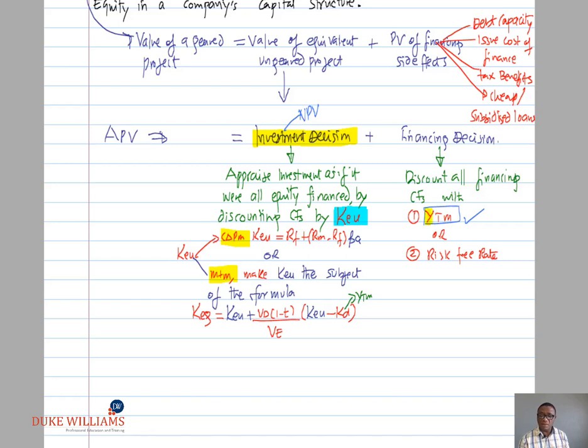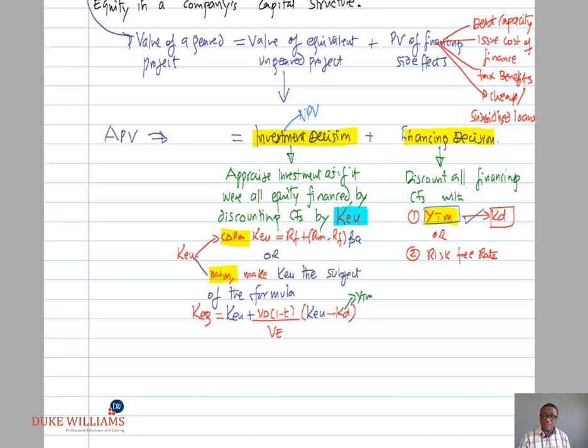So take note, the yield to maturity or the normal cost of borrowing will become a discount factor. What it means is we use separate discount factors for the two different sections. For our investment decision, our discount factor is cost of equity without gearing. And then for our financing decision, it is our yield to maturity or the normal cost of borrowing.